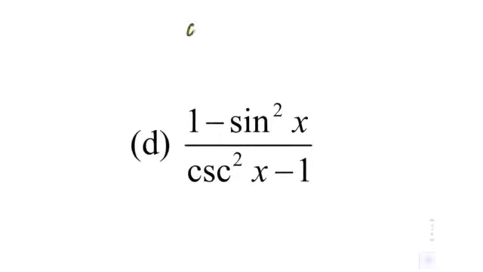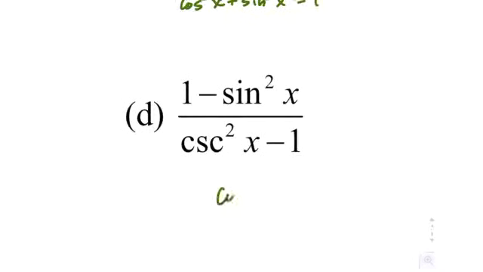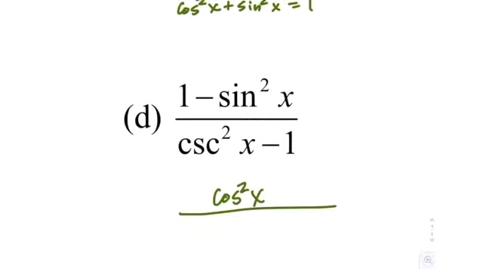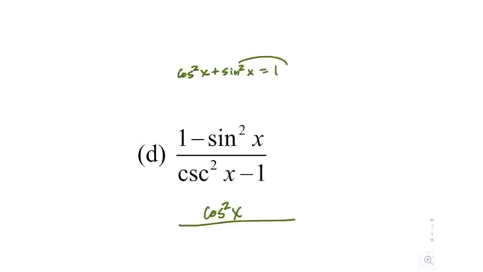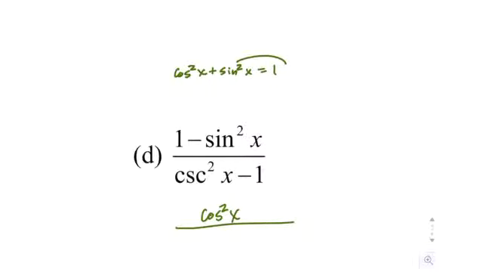Okay, so we'll do it one more time. You're going to get used to this. Cosine squared plus sine squared equals 1. So 1 minus sine squared is equal to what? Cosine squared. Yeah, you'll get really good at just seeing different versions of the PIDs, okay? All right, so that's cosine squared.